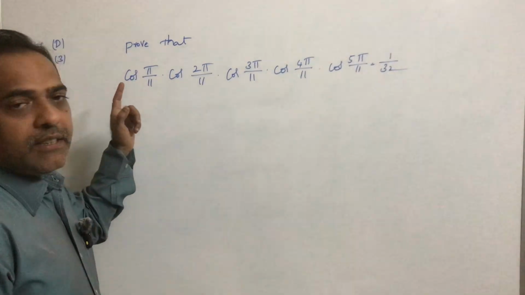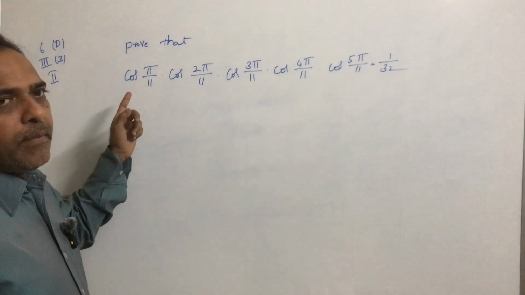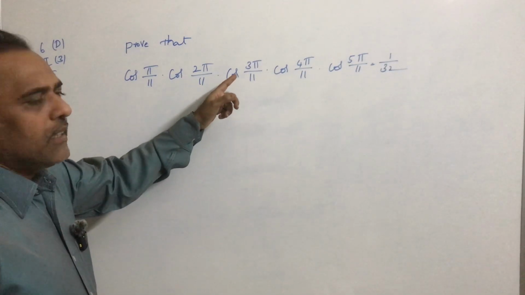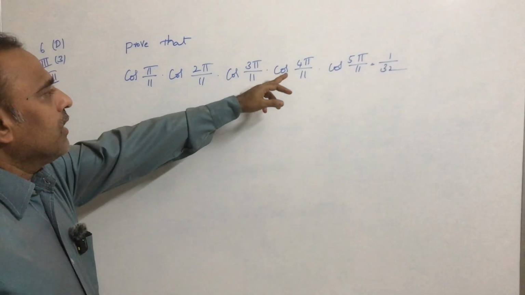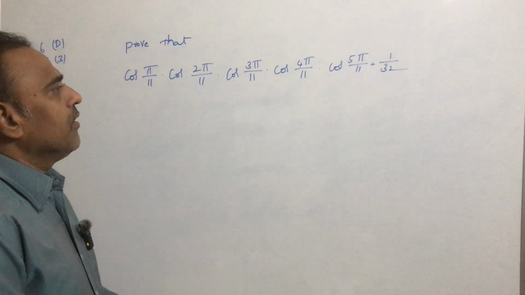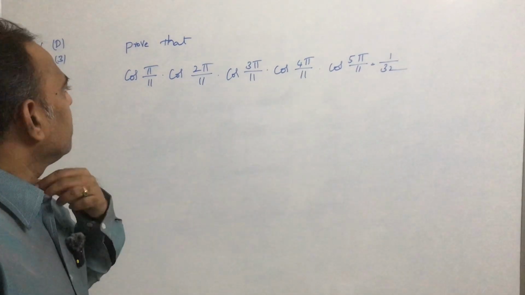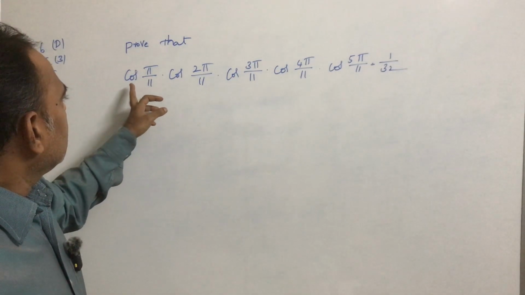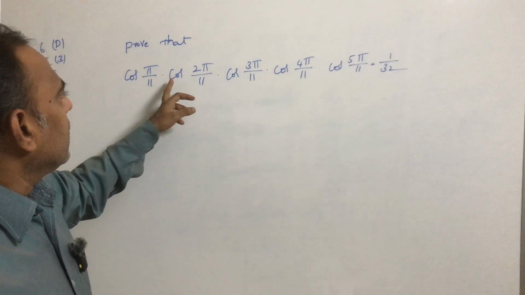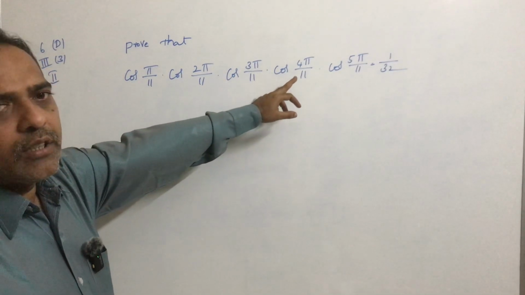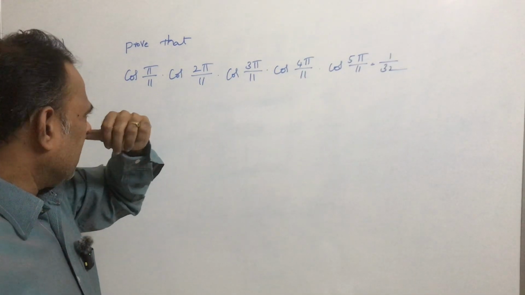Our next problem is: prove that cos pi by 11 into cos 2 pi by 11 into cos 3 pi by 11 into cos 4 pi by 11 into cos 5 pi by 11 equal to 1 by 32. If we look at this problem carefully, this is in the form of cos theta into cos 2 theta into cos 3 theta into cos 4 theta into cos 5 theta.